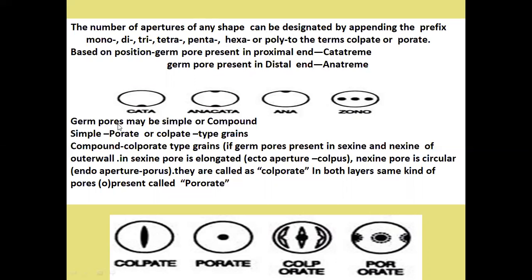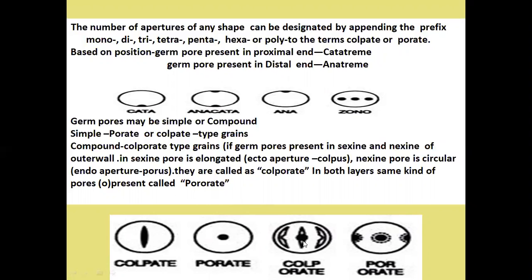One more point is that germ pores may be simple or compound. Simple means only one kind of aperture is there. Compound means two types of apertures are there. Simple means it is porate or colpate. For example, this is colpate, where the germ pore is in the form of an elongated scar or furrow. If the germ pore is circular, that is called porate.